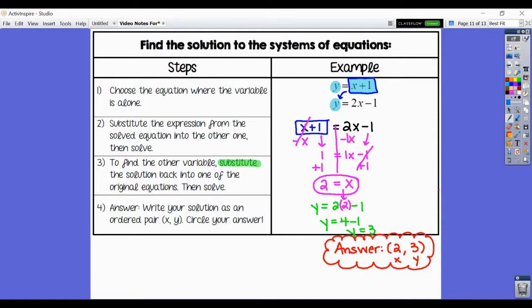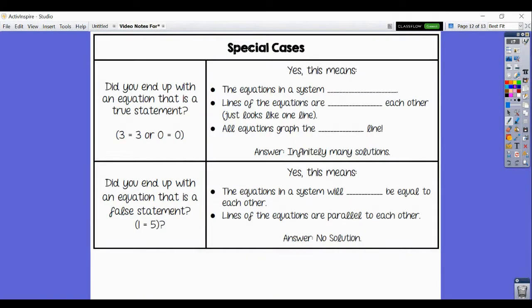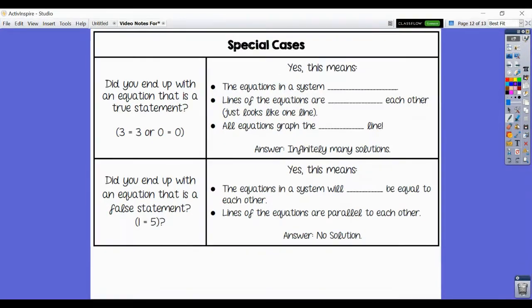Now, I was saying that we usually write our answer as a point unless we have a special case. Did you end up with an equation that is a true statement, such as 3 is equal to 3 or 0 equals 0? If so, this means the equations in a system are the exact same.